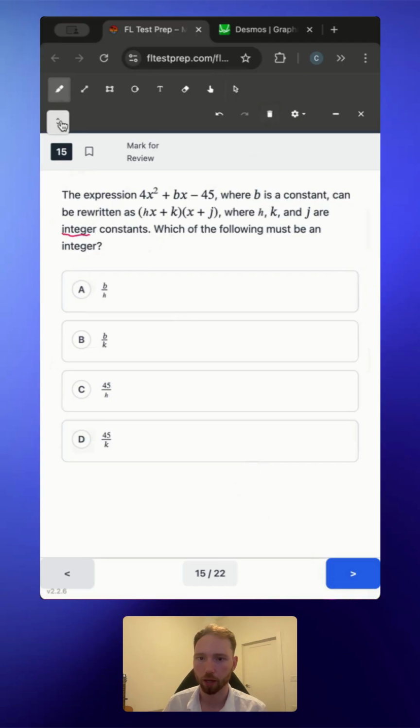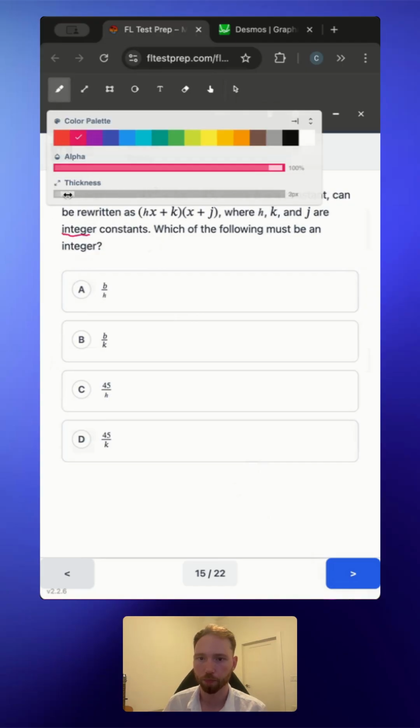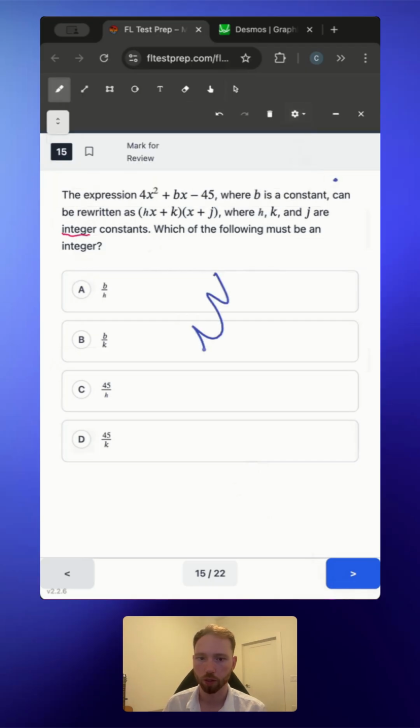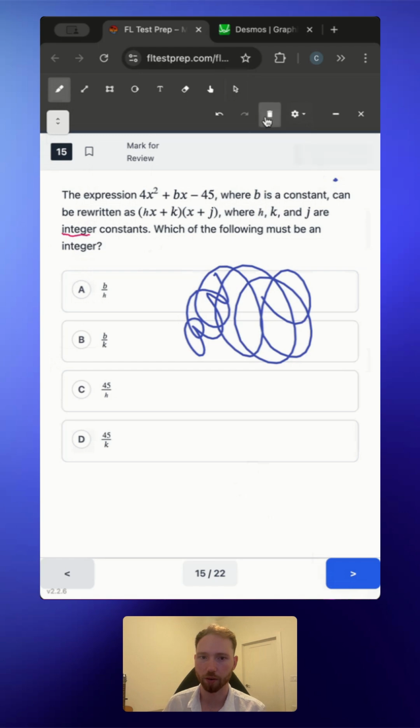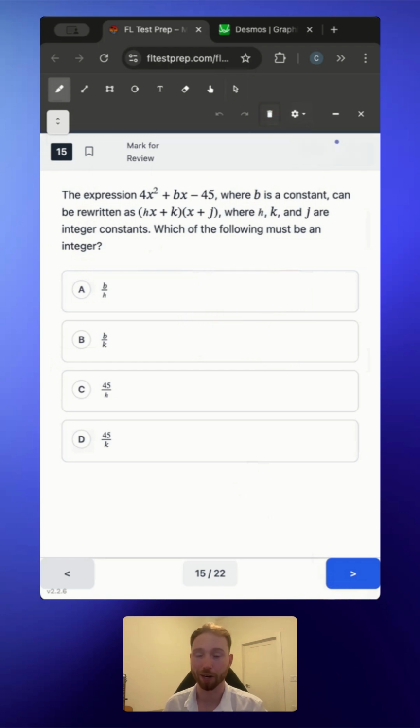So let me go ahead. I want to make my pen a little thicker. And I want it to be blue. You see what that looks like? Yeah, that's way easier to write. Might be a little cleaner for you guys.